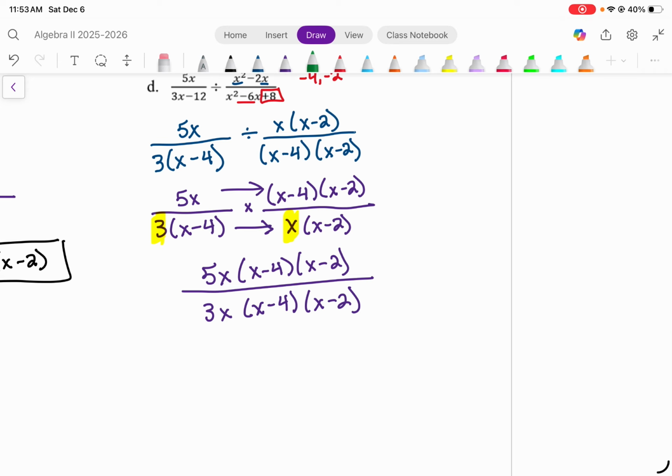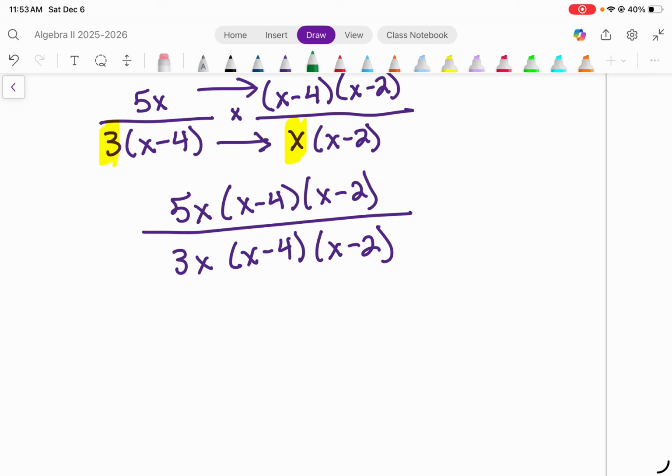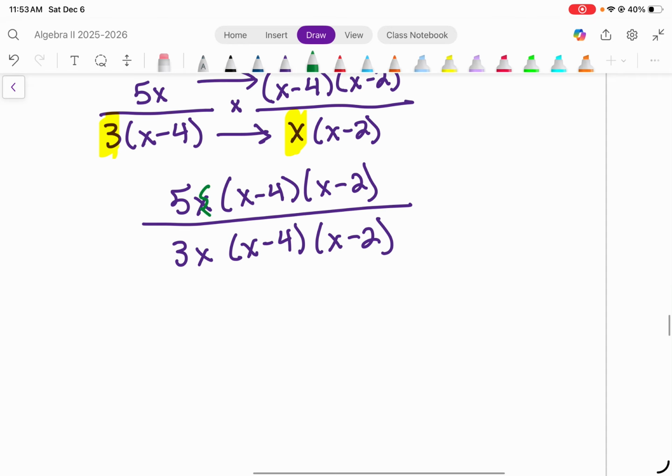Once we multiply, then we can go ahead and simplify. So both of these have an x on the top and the bottom that I can get rid of. Both of them have an x minus 4, and both of them have an x minus 2. So that leaves me with my final answer of 5 over 3.